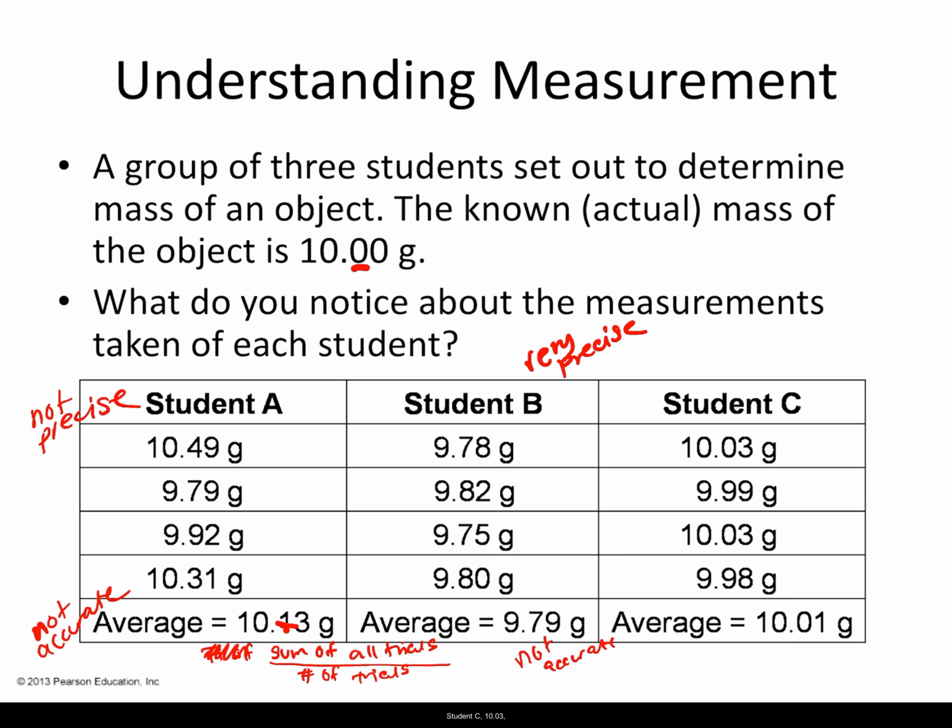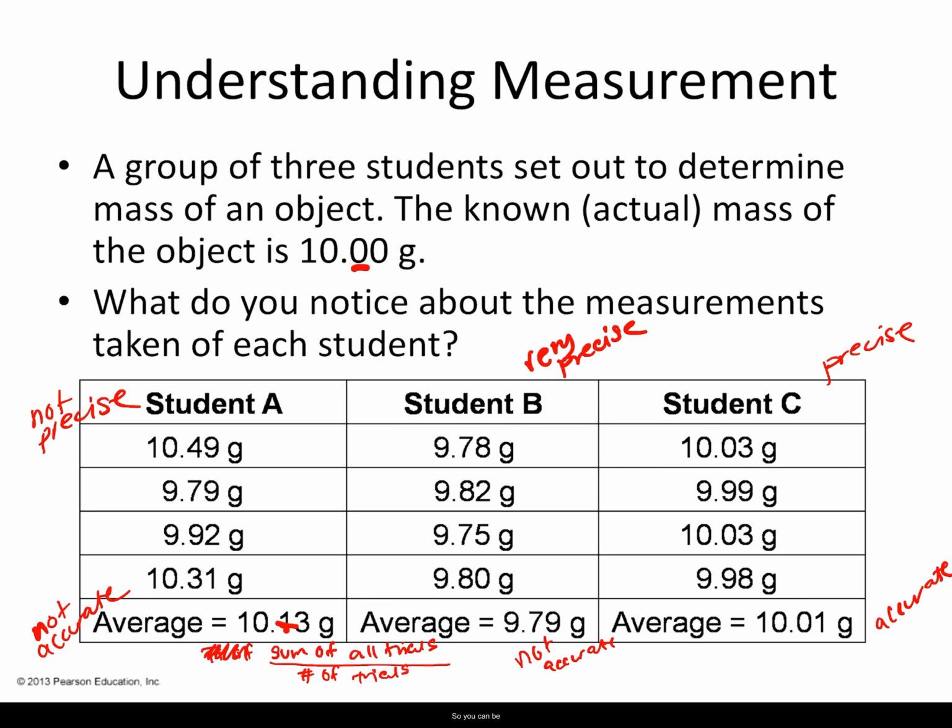Student C, 10.03, 9.99, 10.03, 9.98. So that all rounds to what? Basically 10, so precise for sure, very precise. And what about the average? Average is close to 10, so also accurate.